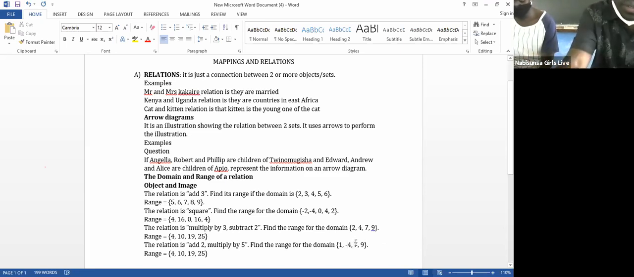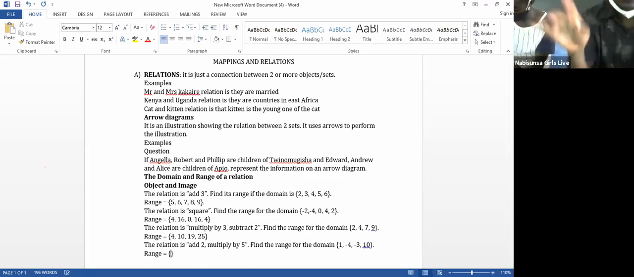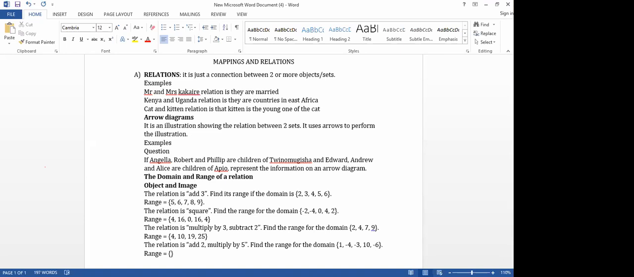Let this one be -3, and this one let me be 10. Kale, give me the range. Why am I only giving 4? Are they only supposed to be 4? A girl is asking me, teacher, are they only supposed to be 4? It's okay. Let me give 5.